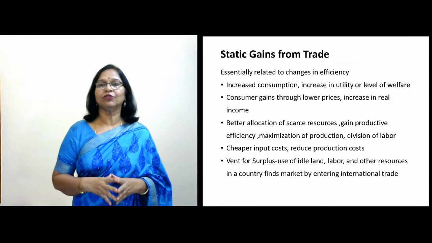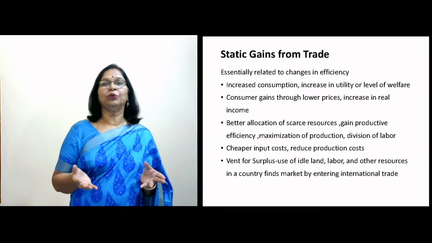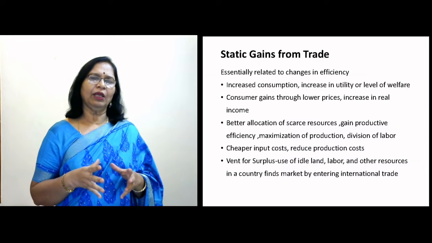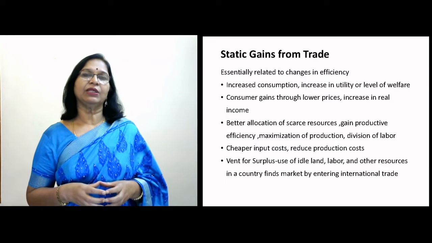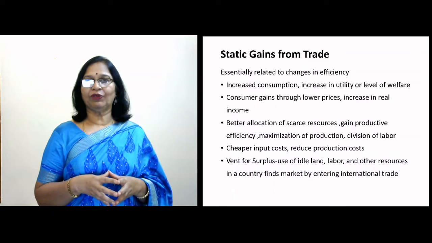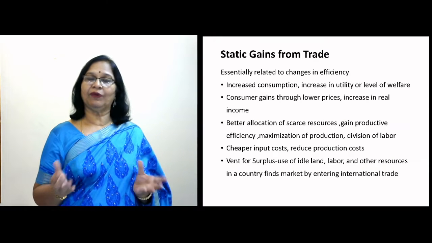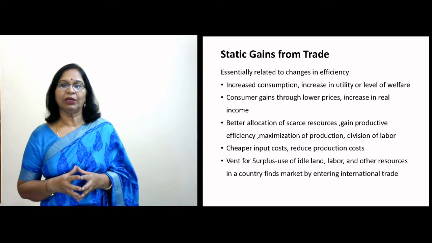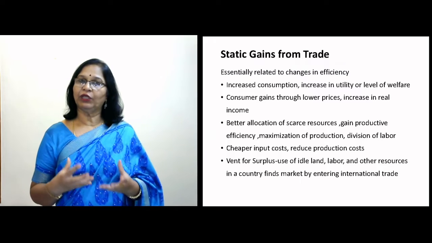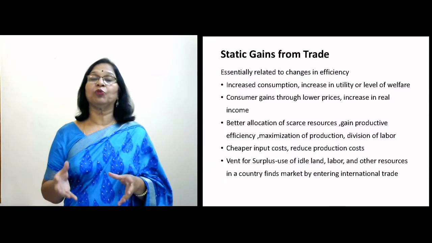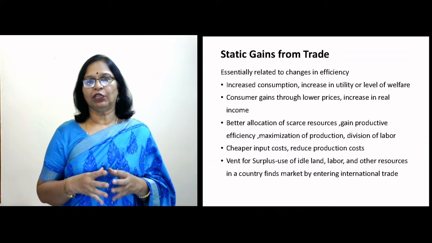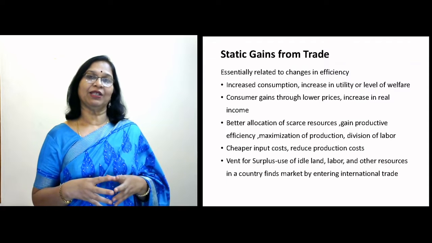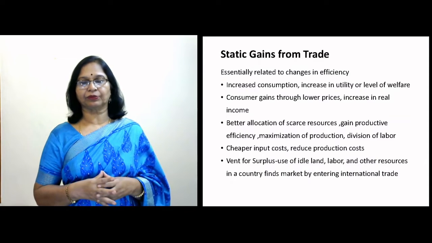Now, when we talk about gains from trade, they are usually categorized into two: static gains from trade and dynamic gains from trade. Let's look at static gains from trade, essentially related to the issues of efficiency, and these changes can happen even in the short run. The countries gain from increased consumption, therefore there is increased utility and it improves the welfare of the people. Consumers gain through lower prices, and this lower price also means their real income increases.